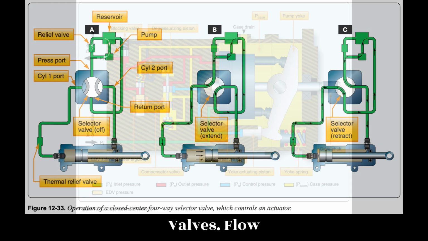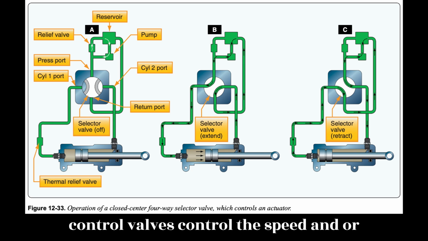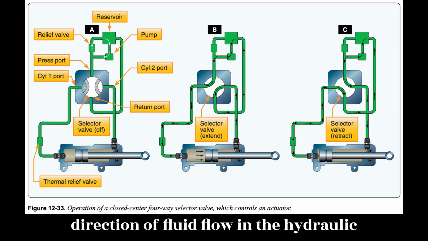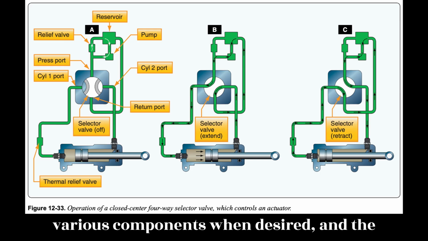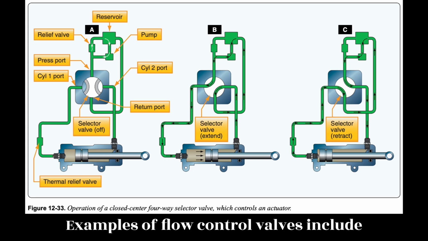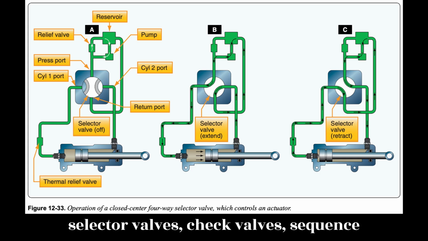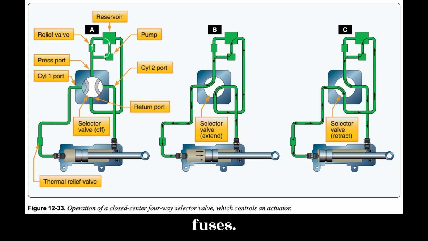Valves. Flow control valves. Flow control valves control the speed and/or direction of fluid flow in the hydraulic system. They provide for the operation of various components when desired and the speed at which the component operates. Examples of flow control valves include selector valves, check valves, sequence valves, priority valves, shuttle valves, quick disconnect valves, and hydraulic fuses.